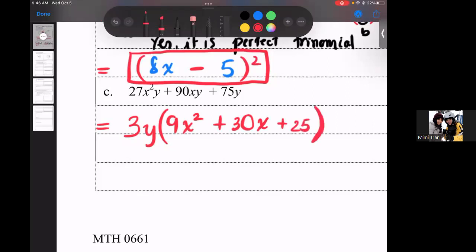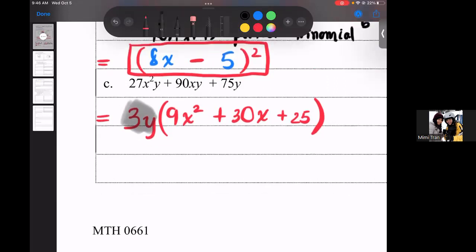So leave 3y alone, right? It's the one that we factored out. So we just ignore it for now. We bring it back when we're done. What we're going to do, focus now, is inside the parenthesis. Is 9x squared a perfect square? How can we write this?